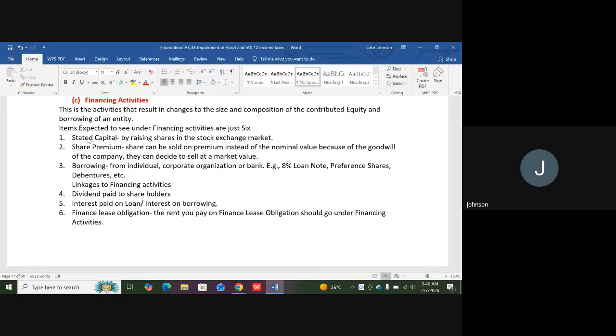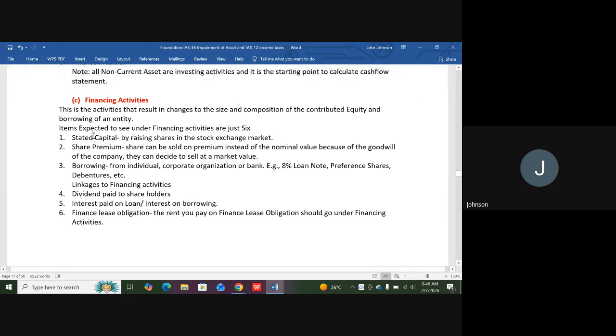So you can issue share capital. So this should be like share capital and all that, or stated capital. This should go to, let's say, share capital, by raising shares in the stock exchange market. So one way in which you can finance your project, you need 20 billion for a project, right? One way you can do that is that you can sell part of your company.